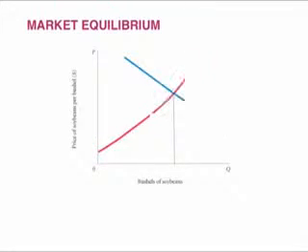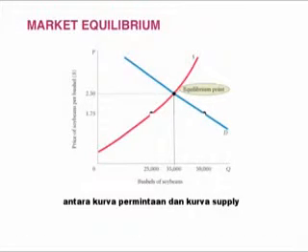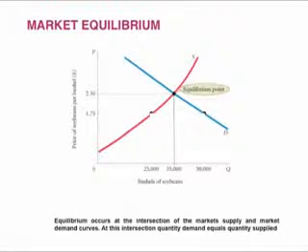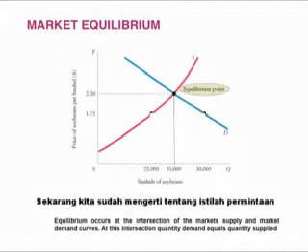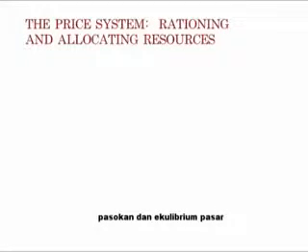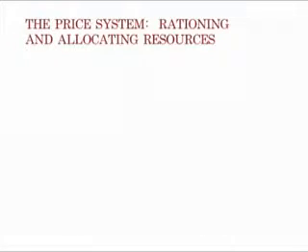Market equilibrium. Market equilibrium occurs at the intersection of the market supply and the market demand curves. At this intersection, quantity demanded equals quantity supplied. Now we have a clear theory about supply, demand, and the equilibrium. What about the application of this theory in the market?